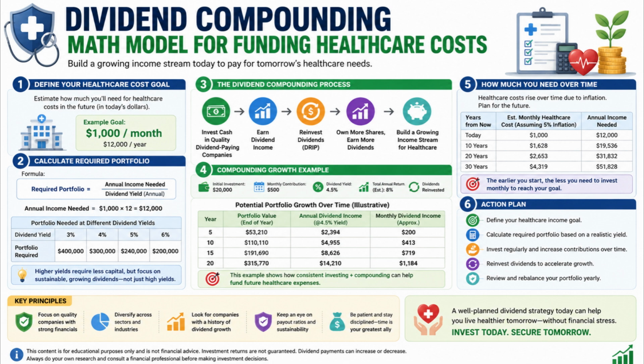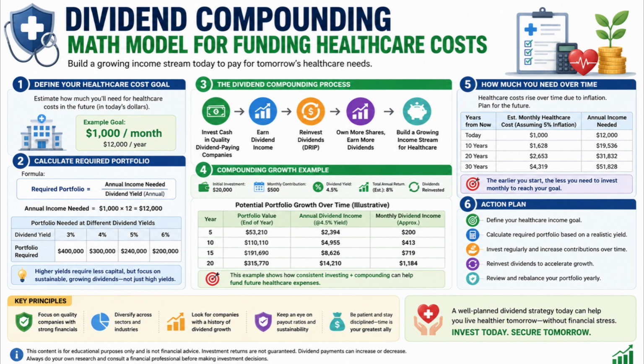To make the idea easier to understand, let us use the growth example shown in the slide. Suppose the investor starts with an initial investment of $20,000 and contributes $500 every month. Also assume an average dividend yield of 4.5%, an estimated total annual return of 8%, and all dividends are reinvested. With these assumptions, the portfolio could grow to around $53,210 after 5 years. At a 4.5% dividend yield, that could produce about $2,394 per year, or around $200 per month in dividend income.